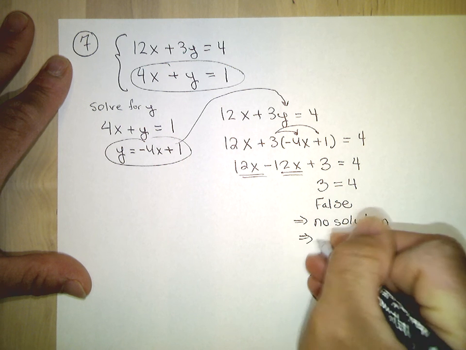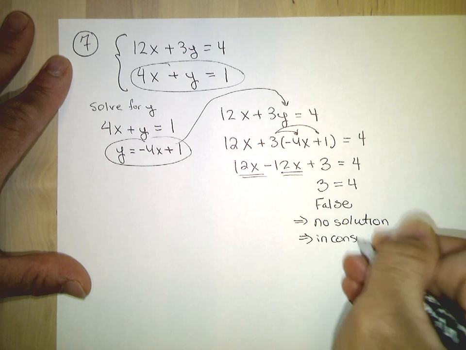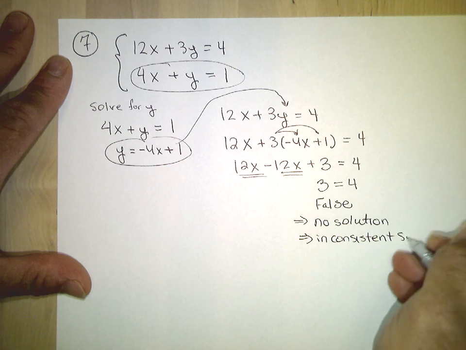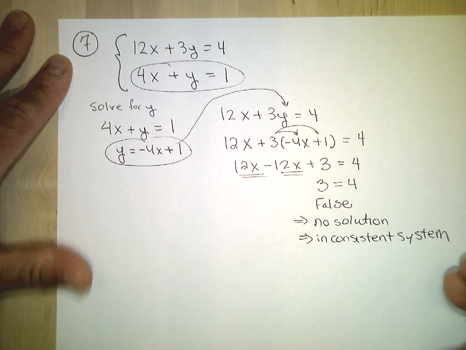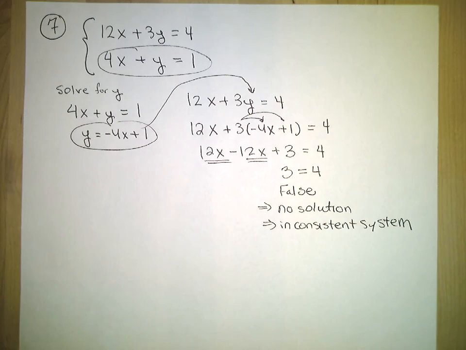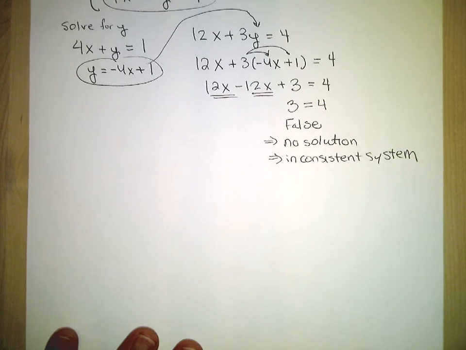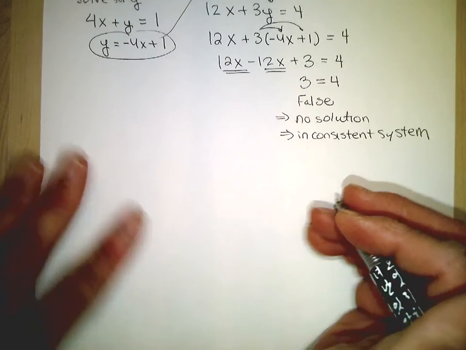And that means it is an inconsistent system. All right, so we had 2 inconsistent systems in a row here. All right, so now let's try another one here.